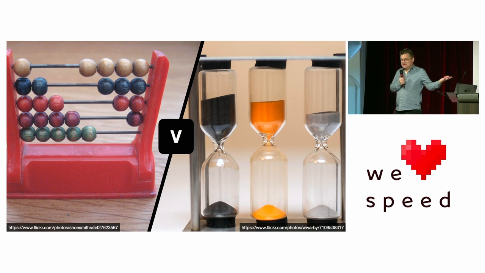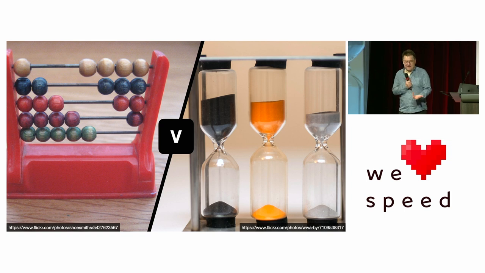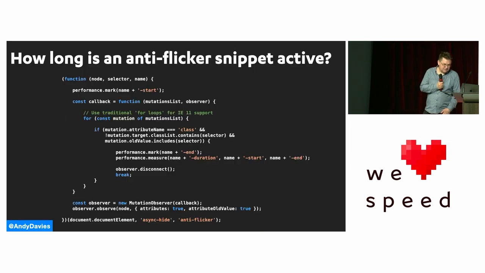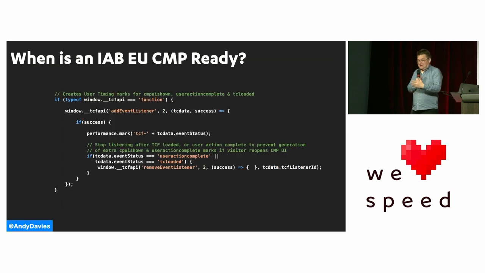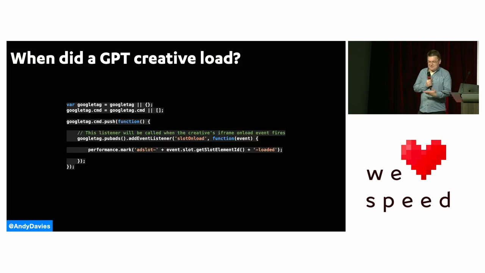The other thing to think about is, what are we doing when we're measuring? Are we measuring quantities? Are we measuring how big third-party scripts are? Are we measuring how many requests they make? Or are we measuring how long they take, what impact they have on our visitors' experience? And there are some snippets: you can measure how long an anti-flicker snippet hides the page for. How long does it take for your consent manager to become active? When did a GPT, Google Publisher Tag, add creative load? That's when it loads. There's no current way to tell you when it was actually shown to the visitor, but it starts to give you some ideas.